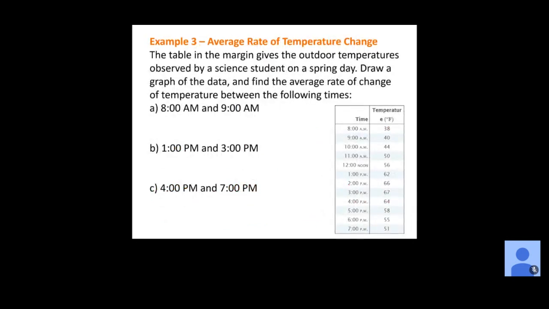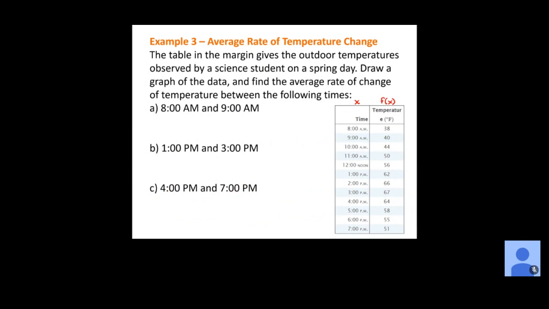All right, example 3. So the table here gives the outdoor temperatures observed by a science student on a spring day. It says draw a graph, but we're actually just going to use the table this time to help us find the average rate of change of the temperatures between each of the following times. All right, so if I want to look from 8 a.m. to 9 a.m., here's how we're going to think about this. This first column here is going to represent our X values, and then this column over here is going to represent our F of X values.